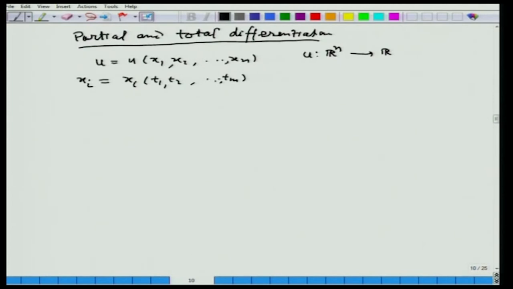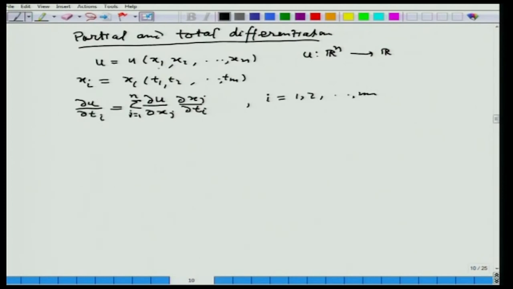t1, t2, tm. Then we will be considering del u over del t i. It will be the summation over j equal to 1 to n of del u over del x j times del x j over del t i. So, j is running from 1 to n, and this i is running from 1 to m. These are the partial derivatives.